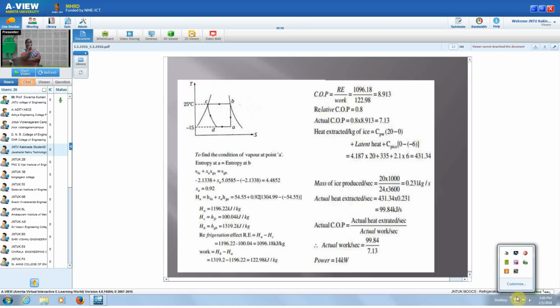So already we have seen actual COP is 7.13 and we have already calculated actual heat to be extracted per second. Because COP is heat to be extracted divided by the actual work input, with this we can find out the actual work required in kilowatt. So that is 14 kilowatt. So here the problem is that at the suction of the compressor, the refrigerant is in the wet state, and at the discharge of the compressor, the refrigerant is in the saturated vapor condition. Next.